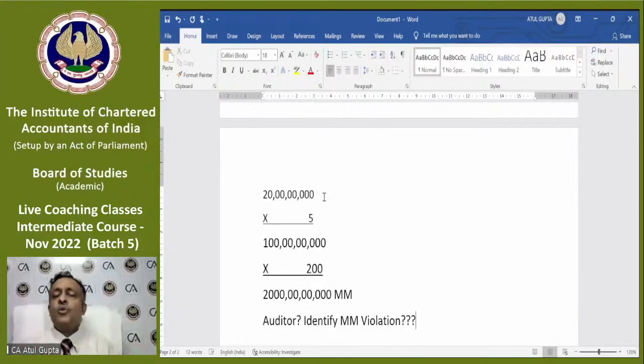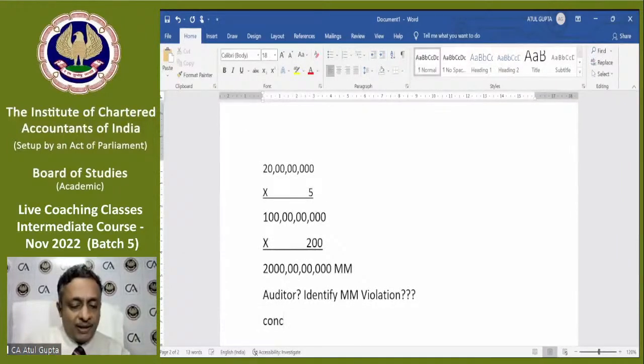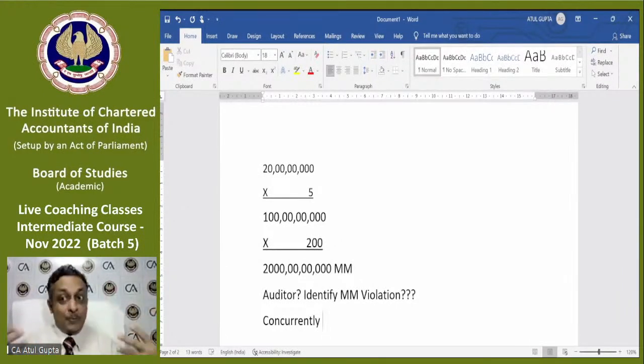Second, an audit of 2000 crore transactions at the end of the year is going to be a useless exercise. All this audit has to be done concurrently along with the transactions. So I've created a case for you, a background for you. Now let us audit it.